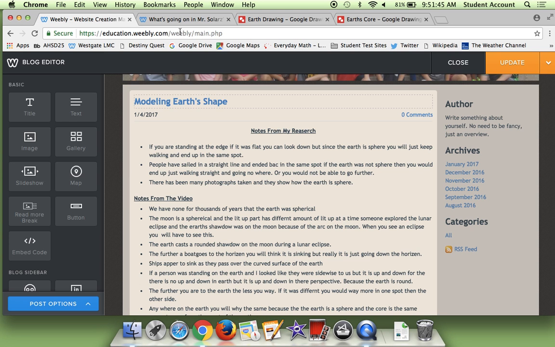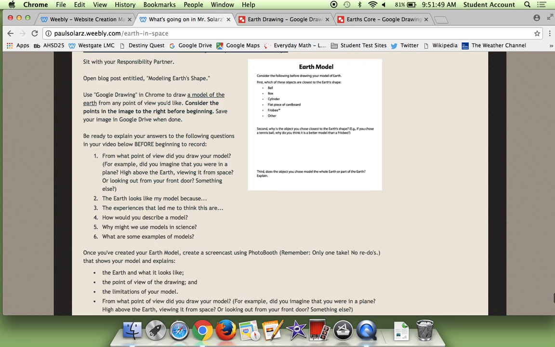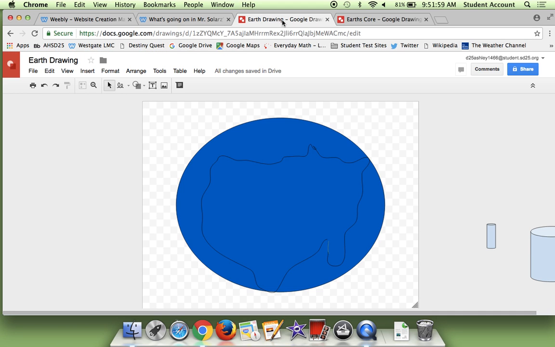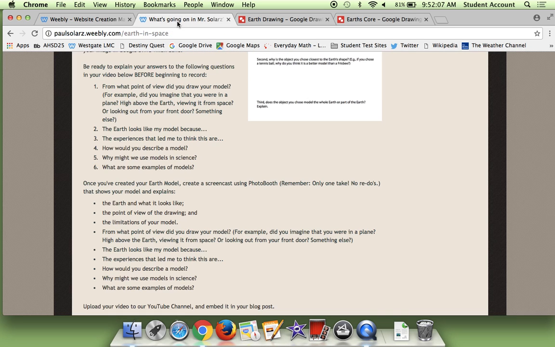Then the next question is the Earth and what it looks like. I kind of already explained that it's not a perfect sphere. It is an oval. And also this is the Earth's core. I didn't label it, but I know that there are three layers. Then the next question is the point of view of the drawing.